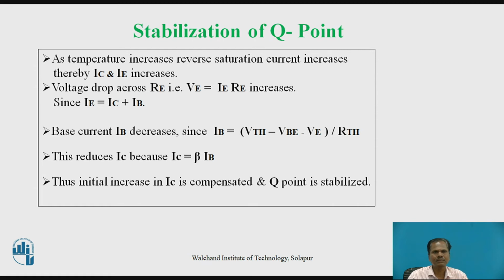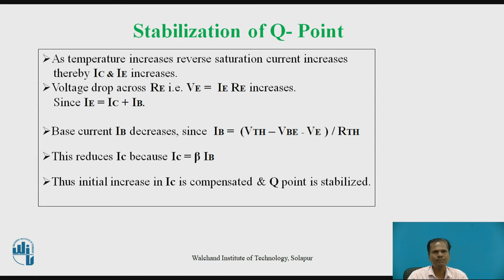So this reduces the value of base current IB. As voltage across RE increases, the effective voltage between base and emitter will change. Since the voltage from voltage divider R1, R2 is fixed, VTH is fixed, and VCC is fixed, and once the transistor is turned on, the voltage between base and emitter remains approximately constant. So as voltage across RE increases, the base current IB decreases. As IB decreases, because IB is given by (VTH minus VB minus VE) upon RTH.